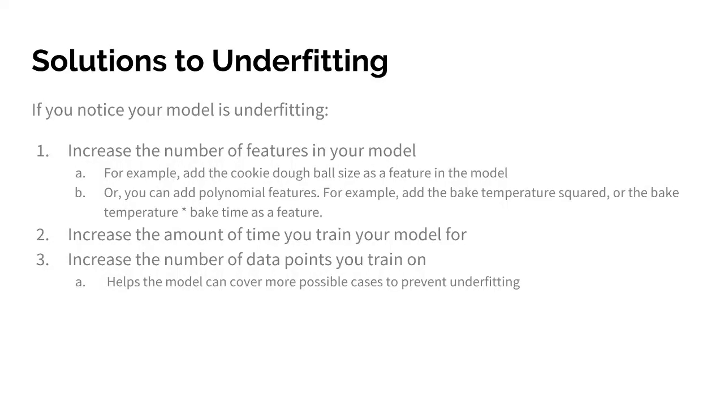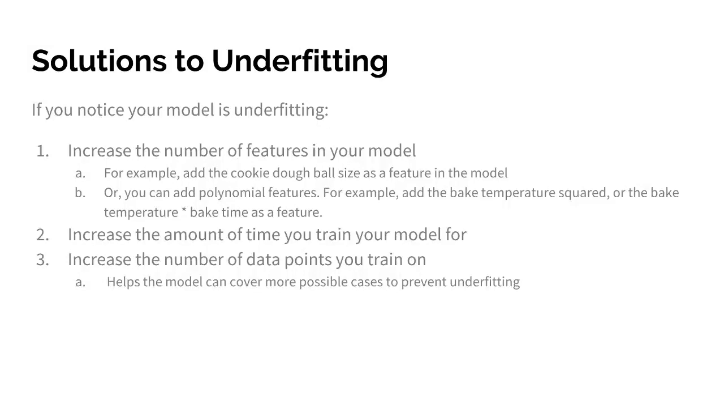We can also do things like adding polynomial features. So if somehow whether a cookie was cooked or not was correlated to the bake temperature squared, or the bake temperature times the bake time as a feature, we can add that to our model as a separate feature and have it train on that.